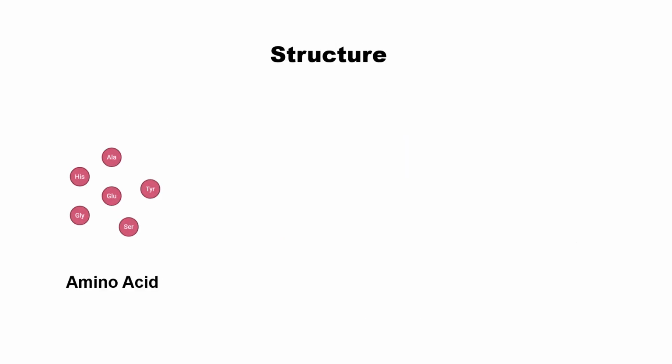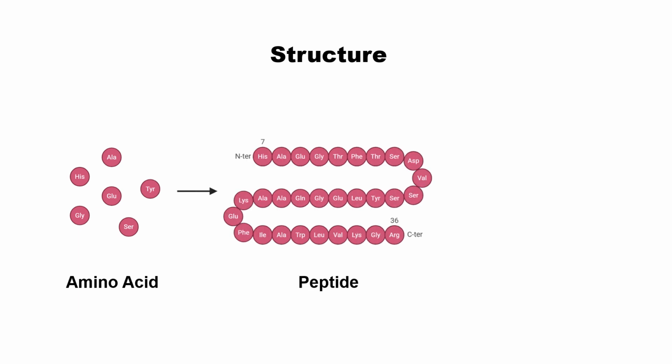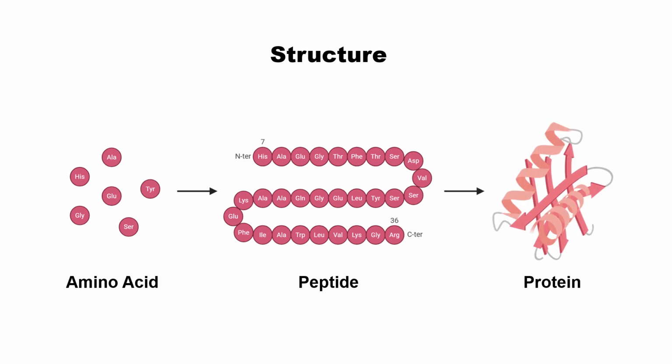If you look at the structure of a protein, the monomer of a protein is an amino acid. Amino acids can make a linear polymer, a so-called peptide, and after functional folding, it forms a protein.